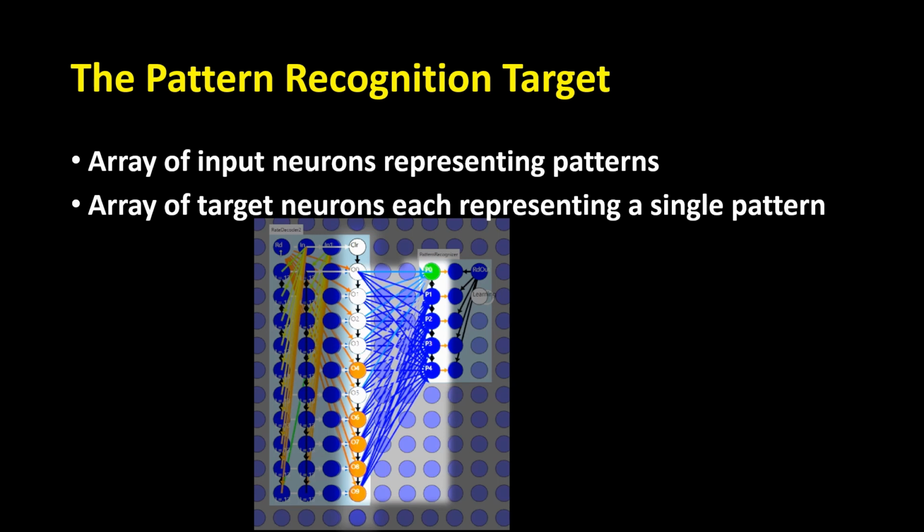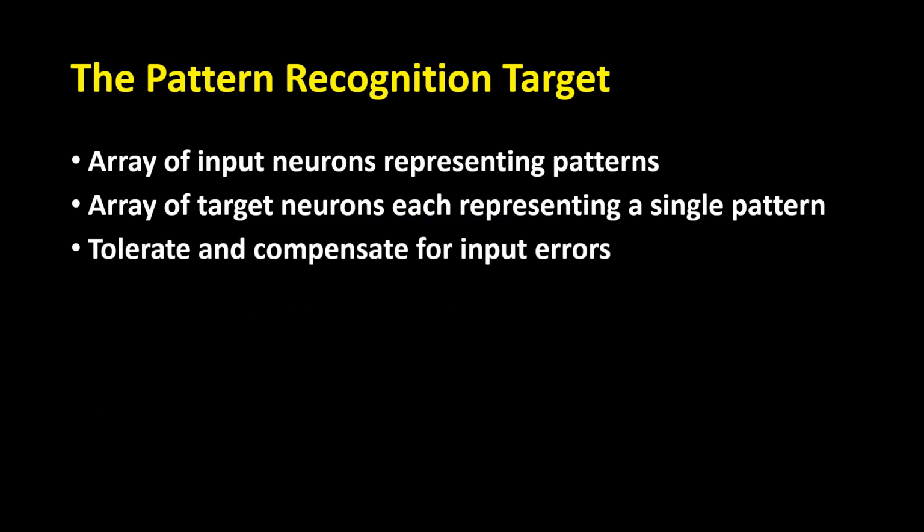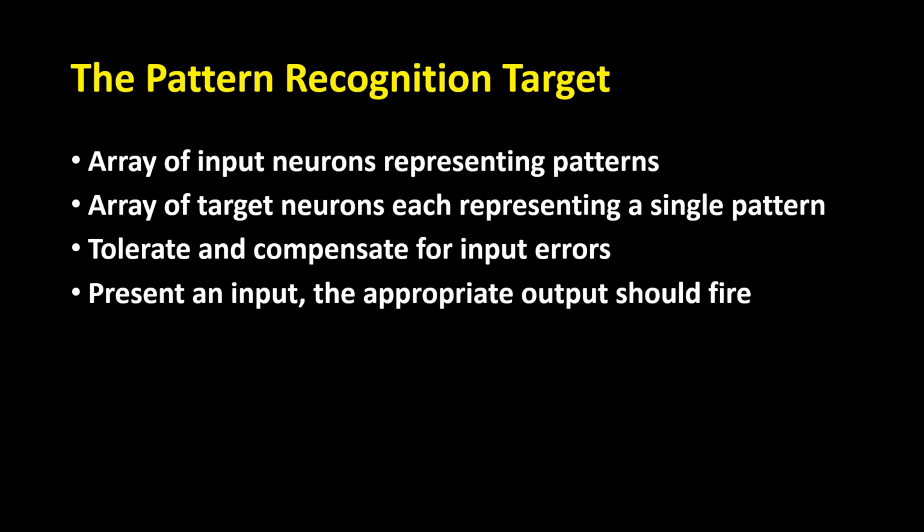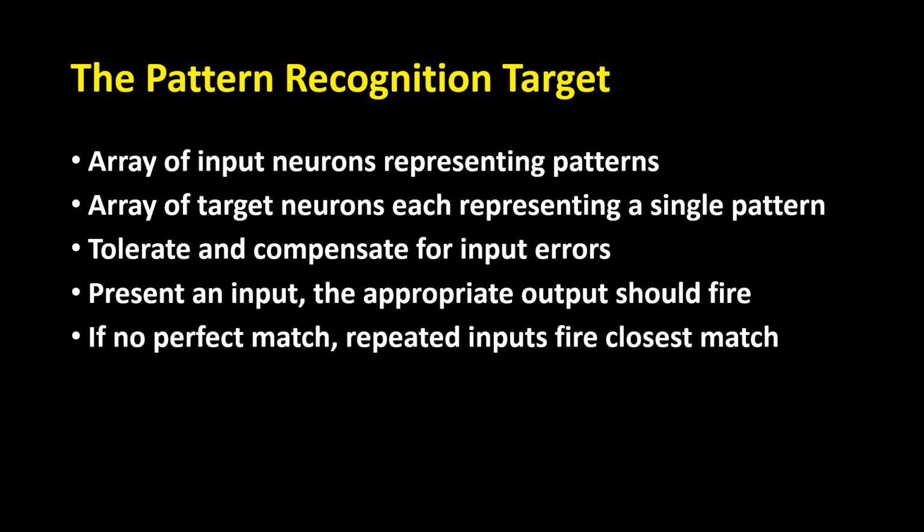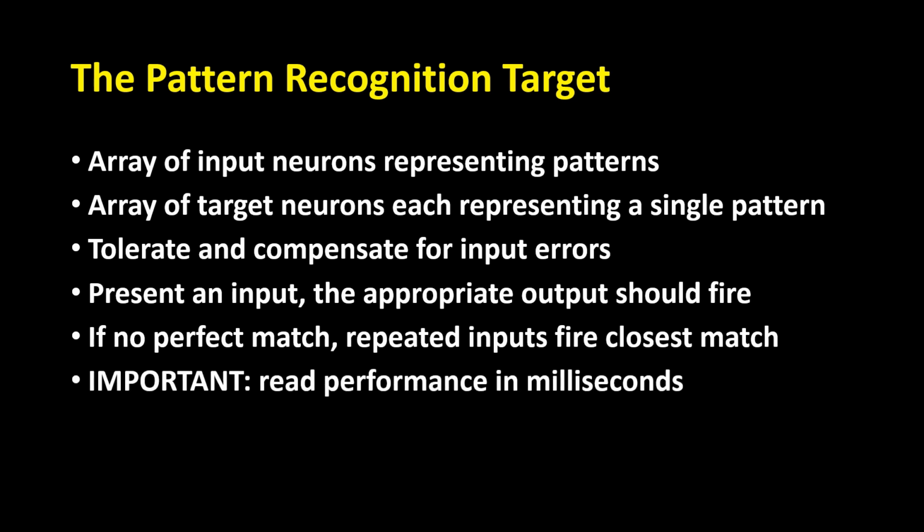We would like our system to tolerate and compensate for small input errors. That is, if we present the input, the related output should fire on a perfect match. If there is no perfect match, then we repeat presentations of the input, and the neuron which fires first wins. The sooner it fires, the smaller the error and the better the match. We want recognition performance to be fast enough to be useful, and we're assuming that there's going to be multi-stage recognition.